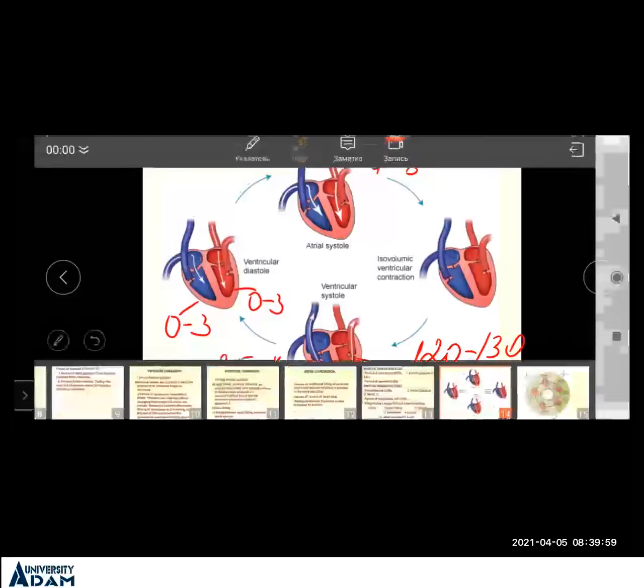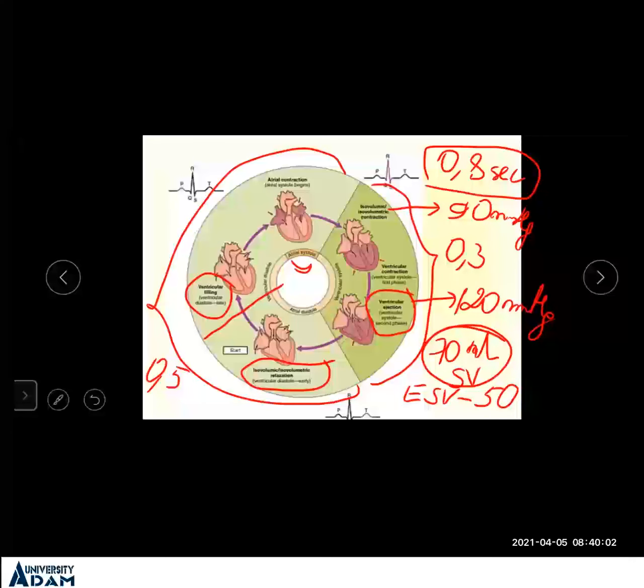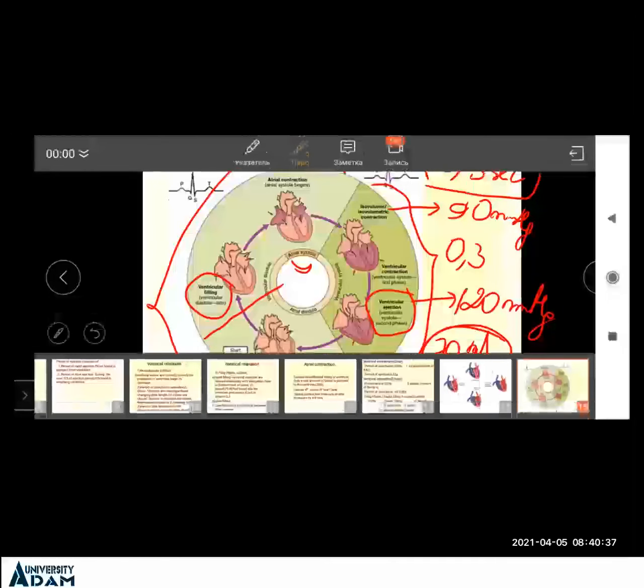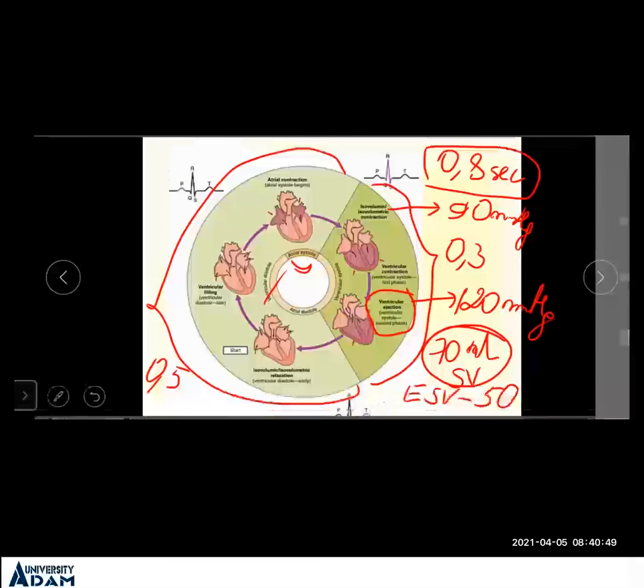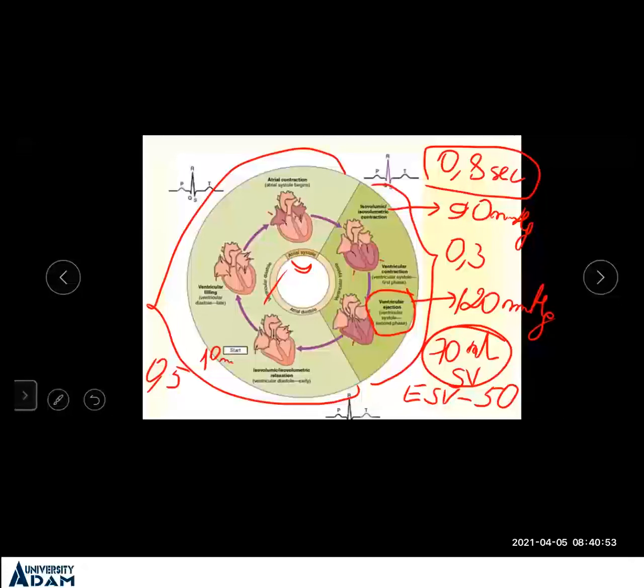So in our first period of diastole, isovolumic relaxation, pressure decreases, but it is not less than in the atriums, and that's why there's no opening of mitral and tricuspid valve. Yes, it opens when pressure in ventricles becomes less than in atriums. So during isovolumic relaxation, pressure decreases up to 10 millimeters of mercury.